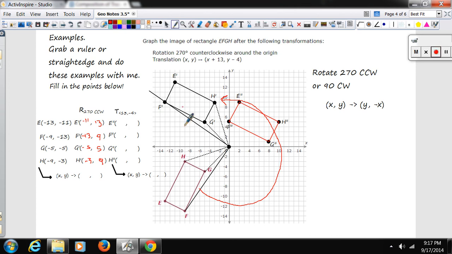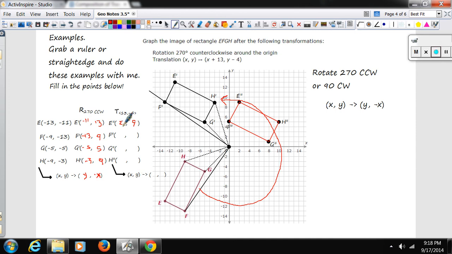Let's see what that point is. That's going to go over 2 and up 9. 2, 9. Okay, so let's see. How did you get from E to E double prime? Well, let's just do this rule first. This rule is to do your y and then your negative x. So we did y and then we did negative x.